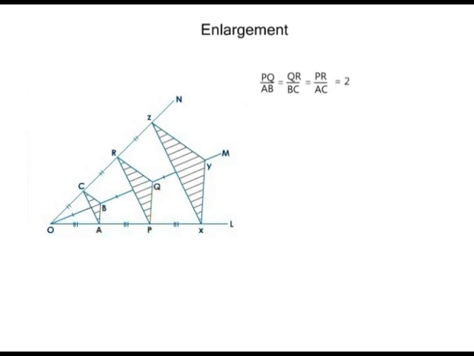PQ over AB is equal to QR over BC and it's equal to PR over AC and it's equal to 2. So the first enlargement is of scale factor 2 about center of enlargement O. And so triangle PQR is twice as big as triangle ABC. Then XY over AB is equal to YZ over BC and it's equal to XZ over AC and it's equal to 3. So the second enlargement is of scale factor 3 about the center of enlargement O.